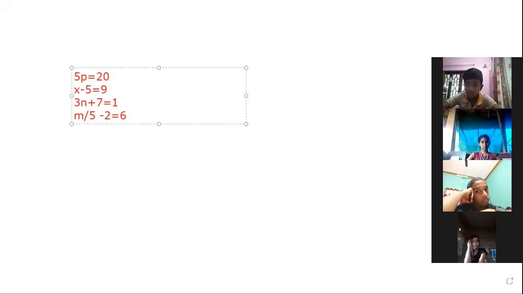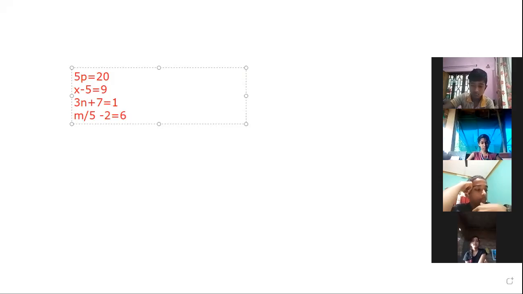So we can write in the statement form that you get 6 when you subtract 2 from 1 by 5th of a number m. That is the corresponding statement according to the equation m by 5 minus 2 is equal to 6. Is it clear? The conversion of statement into equation and equation into statement.